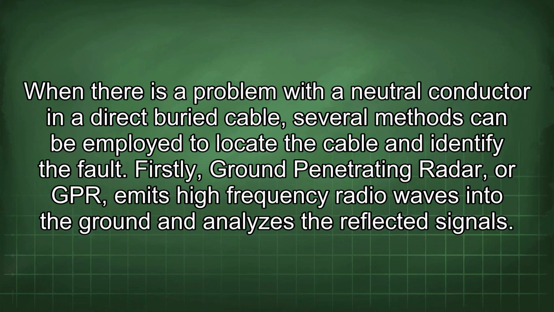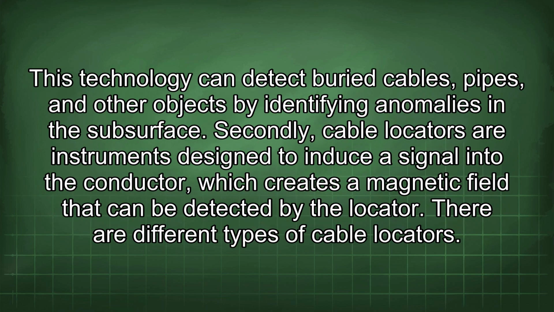When there is a problem with a neutral conductor in a direct buried cable, several methods can be employed to locate the cable and identify the fault. Firstly, ground-penetrating radar, or GPR, emits high-frequency radio waves into the ground and analyzes the reflected signals. This technology can detect buried cables, pipes, and other objects by identifying anomalies in the subsurface.